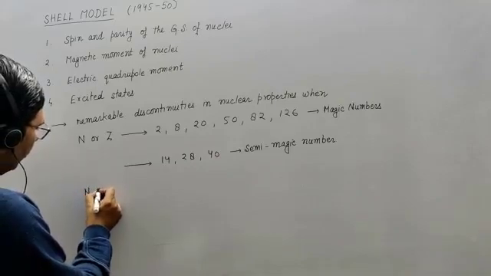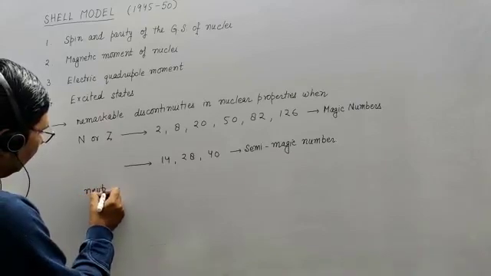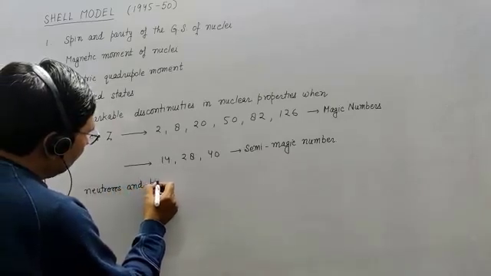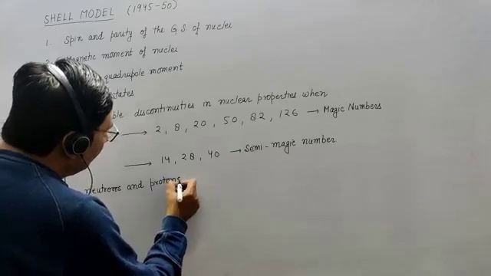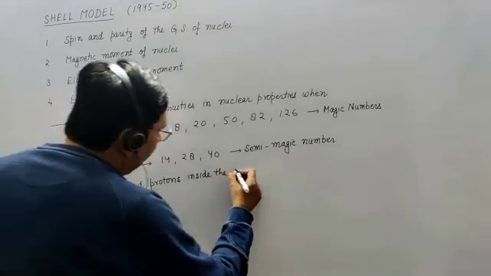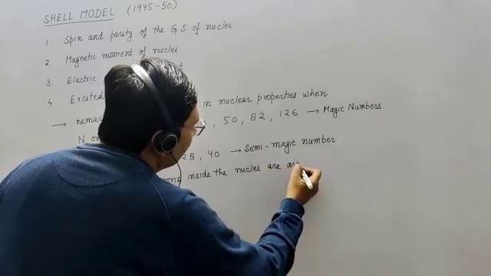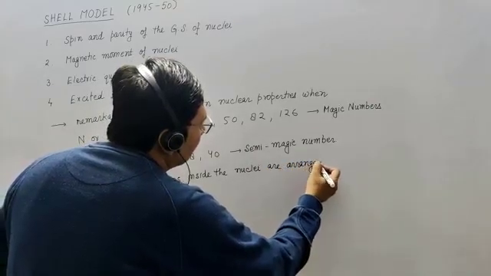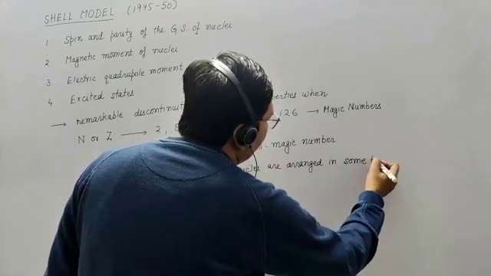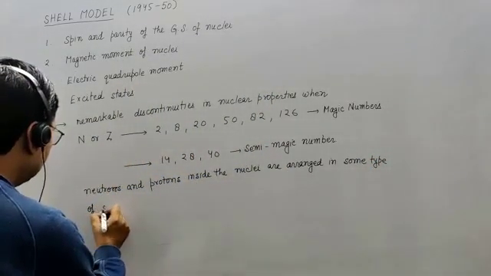So they concluded that neutrons and protons inside the nuclei are arranged in some type of shell structure.